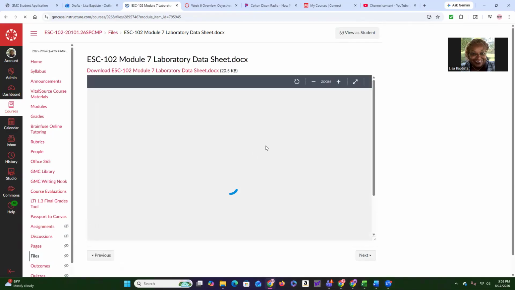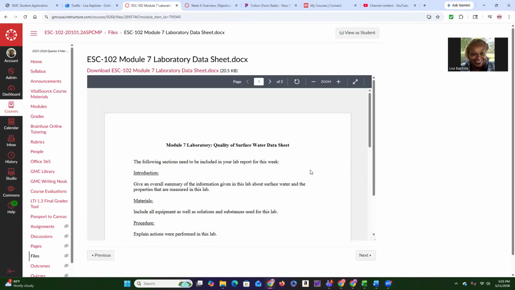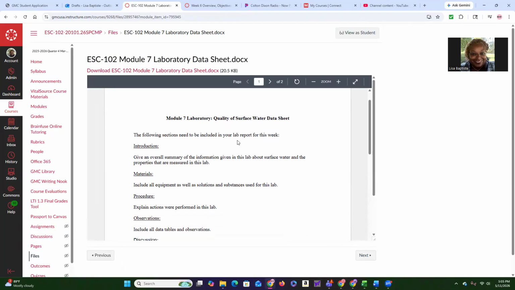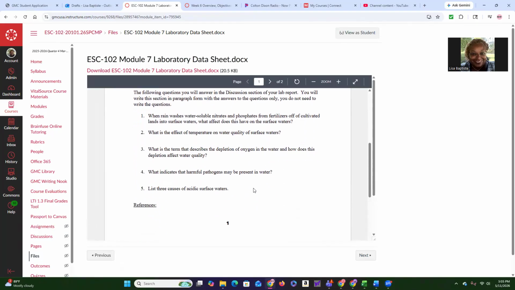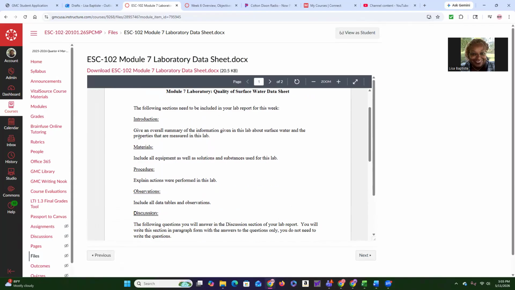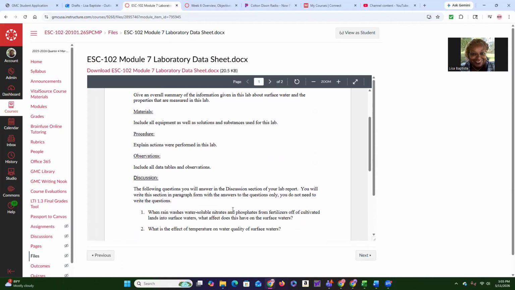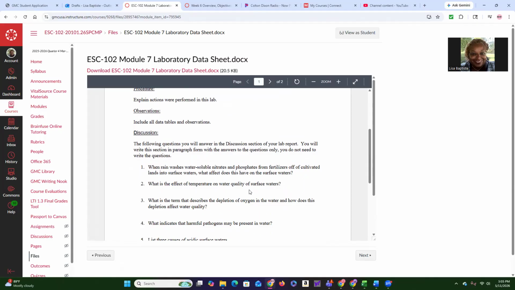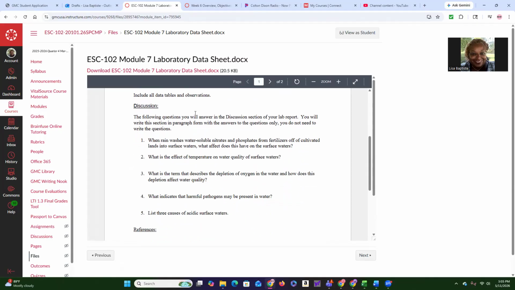And then in Module 7, you have this laboratory that you will be working on. And this is the quality of surface water. This first portion, this is your data sheet. So this is how you're going to set up your lab report. So you're going to have your introduction, you're going to have your materials, you're going to give the step-by-step procedure. You're going to list your observations, and you'll also include any data tables or calculations that you have for this lab. And then in the discussion section, you want to answer these questions.